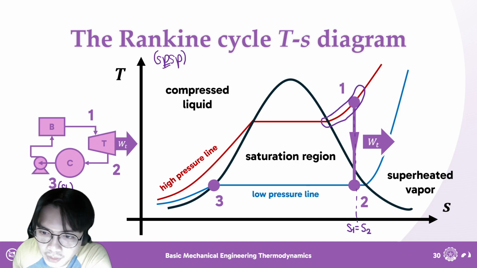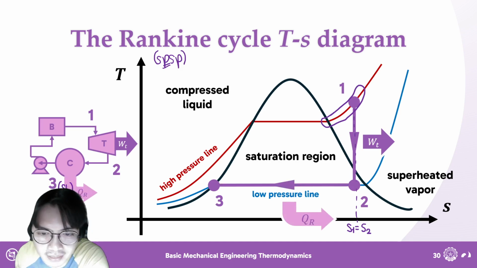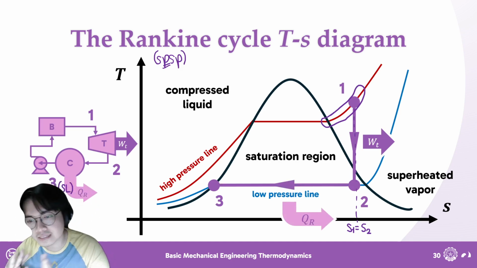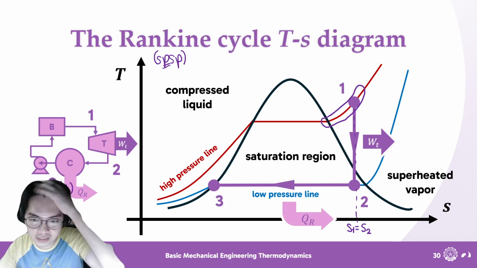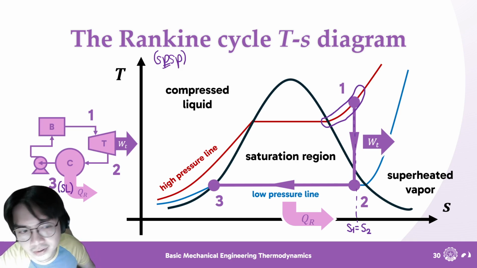And so, how are you going to connect these two things isobarically? Well, they're already in the same pressure line, and you just connect them like this. And as a result, what will happen is that you will release heat. You will reject heat. That is now heat rejected, QR.